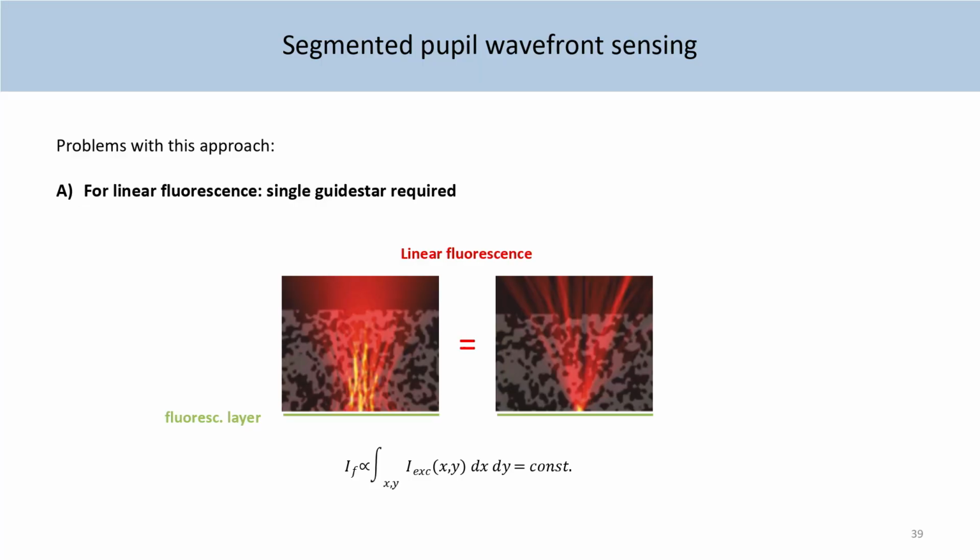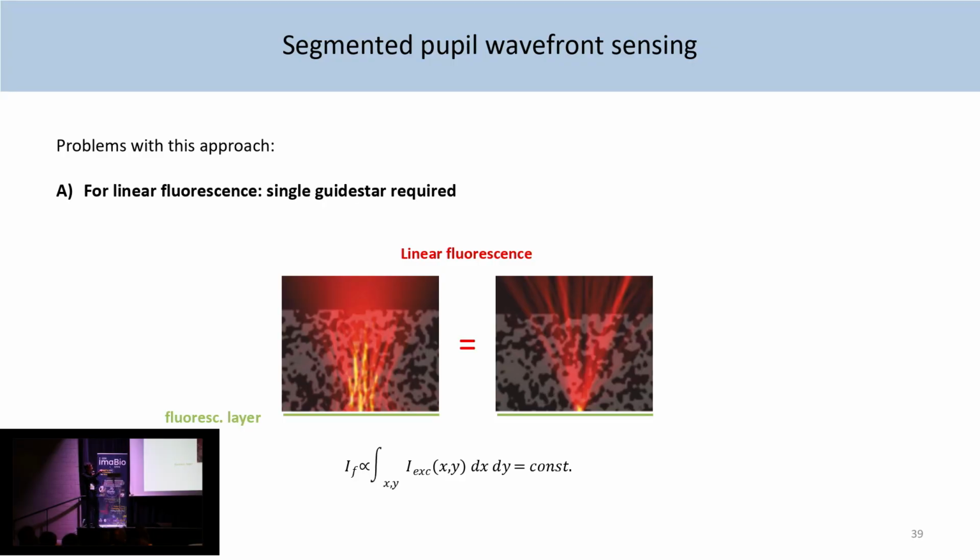The first is that I cannot really use a sharpness metric because there is no sharpness. I just see a blur. And secondly, it does not really work with linear fluorescence unless I really have a guide star. Why is that? Because those 2 cases, the extremely scattered case and the scatter compensated case, give rise to the same amount of fluorescence photons in linear fluorescence.